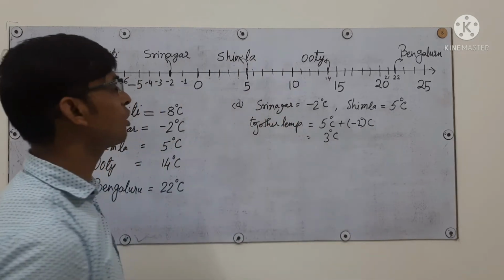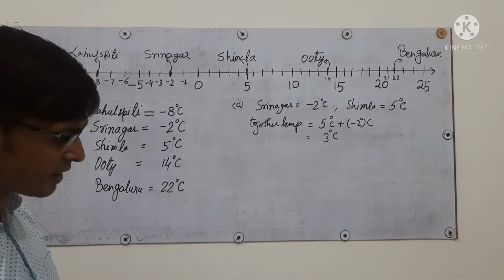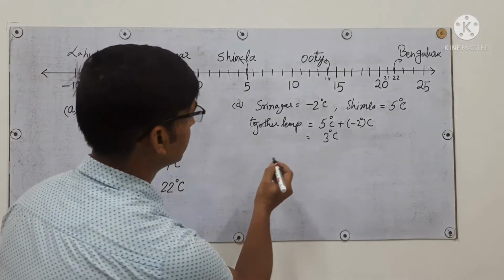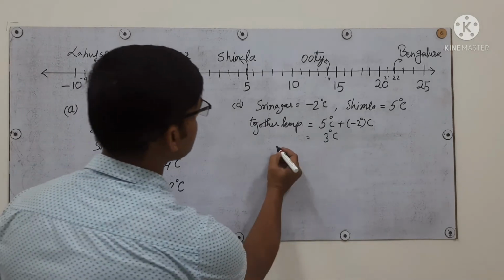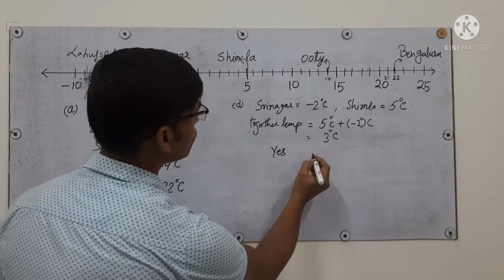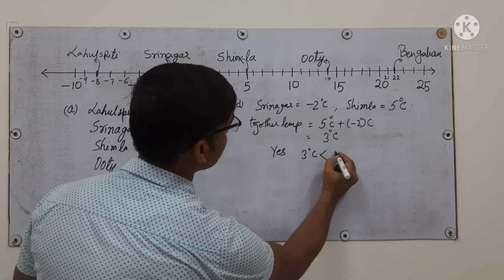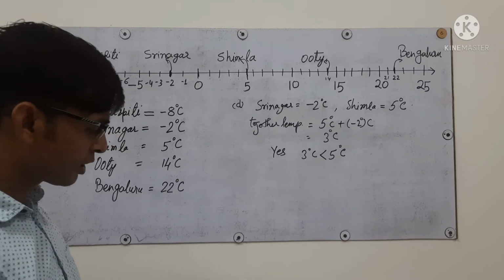So the together temperature of Srinagar and Shimla is 3 degrees Celsius, and the question is, is it less than the temperature at Shimla? At Shimla it is 5 degrees Celsius. So yes, it is true. Why is it true? Because 3 degrees Celsius is less than 5 degrees Celsius.